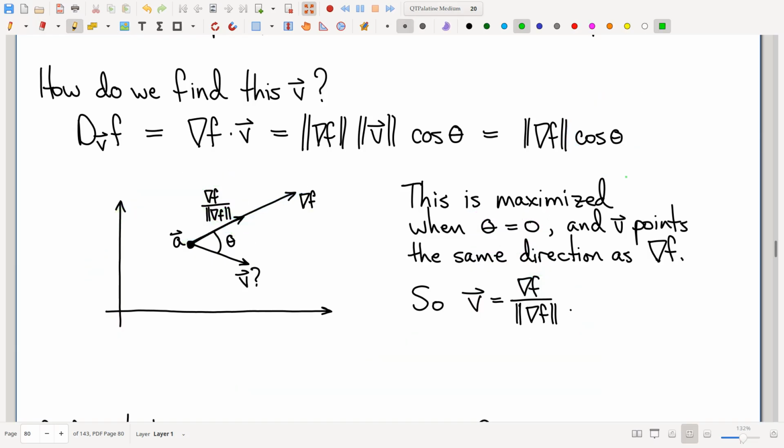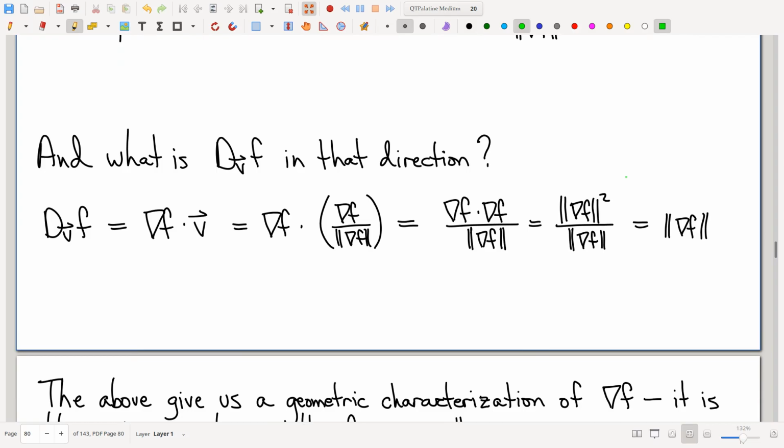Now, natural next question. The whole point of this was to figure out how to maximize the directional derivative, because I'm interested in that directional derivative. So when I do maximize that directional derivative, what is it? What is that maximum value of the directional derivative? Reasonable next question. All right. Well, again, the directional derivative is computed by that formula.